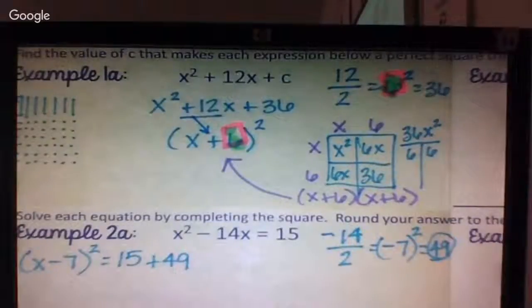Okay, so let me start this whole process over again. So we've got -14, you cut it in half, you got -7. You squared that and you got 49. So what you technically do is x squared minus 14x plus 49 equals 15 plus 49. What I do to this side, I have to do to this side.